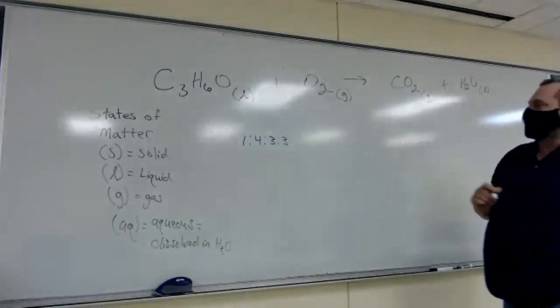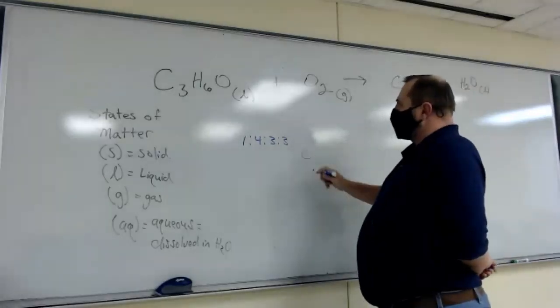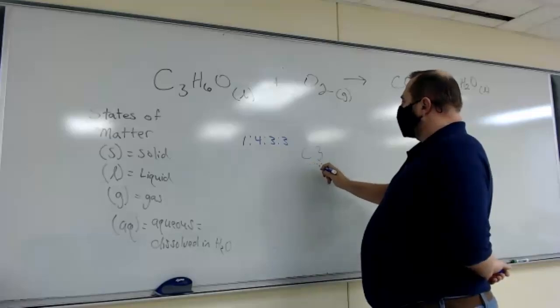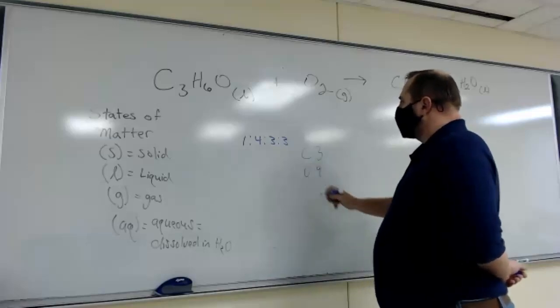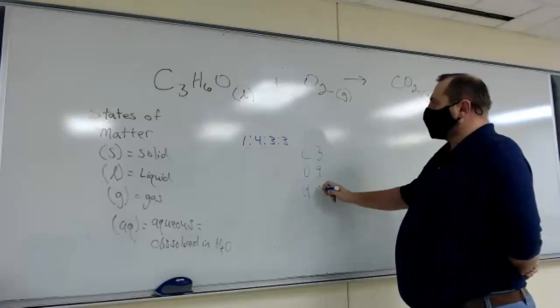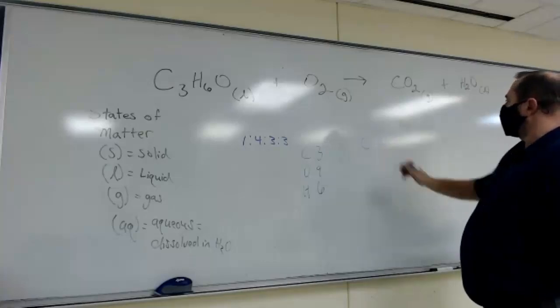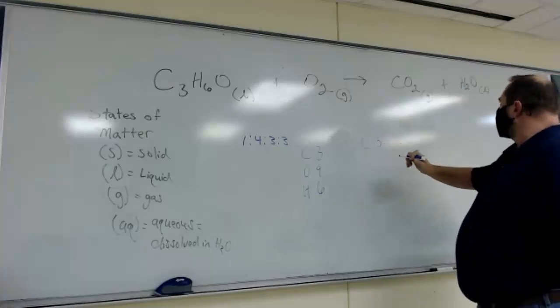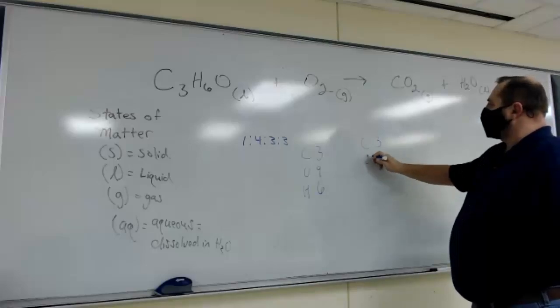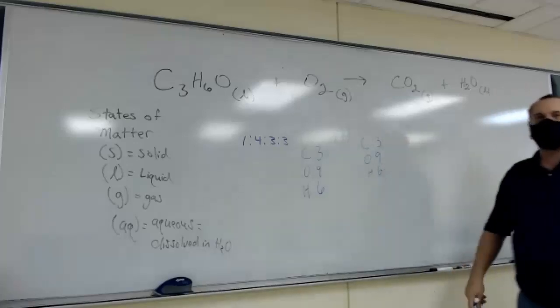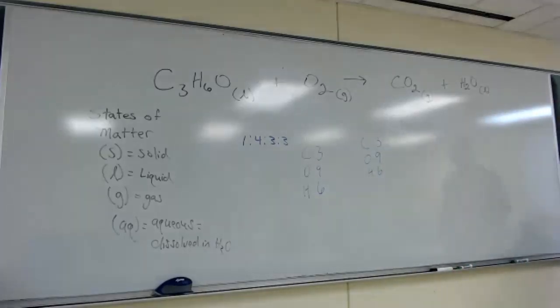Let's see, if I'm using that, then my carbons would be 3. My oxygens would be 9. Hydrogens would be 6. Over here, I'm going to have 3 carbons. Indeed, I will have 9 oxygens and 6 hydrogens. How about that? Four, 3, 3.